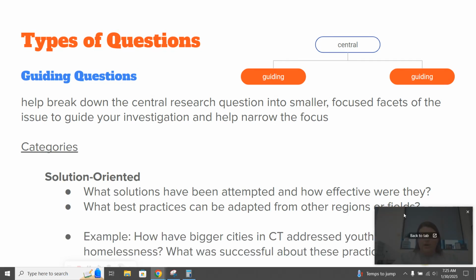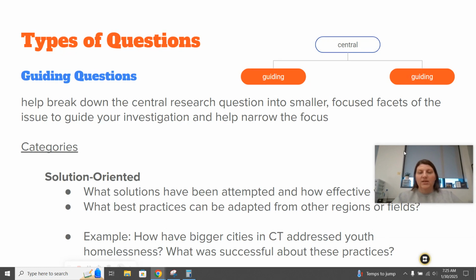And examples of this are how have bigger cities in Connecticut addressed youth homelessness? So I looked it up, and Bridgeport and Stamford both have larger populations than Hartford do. So I could look at those two cities and see how have they addressed youth homelessness, what works there, what hasn't worked there.